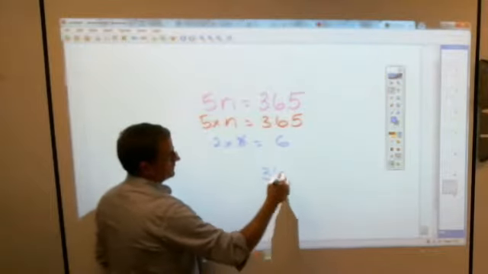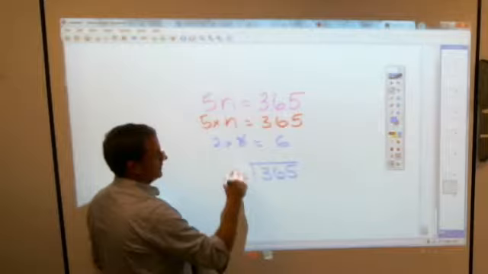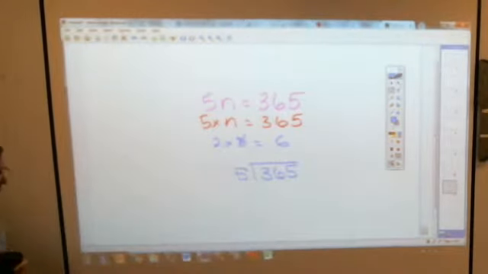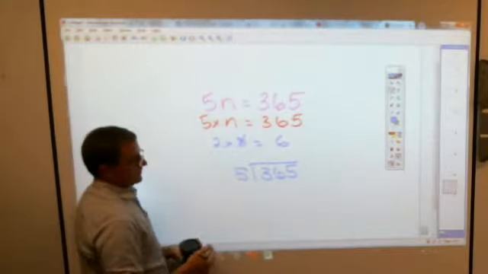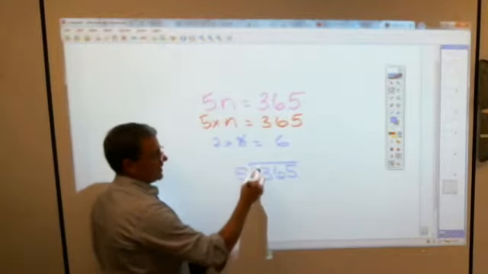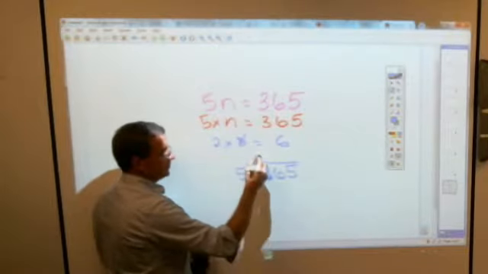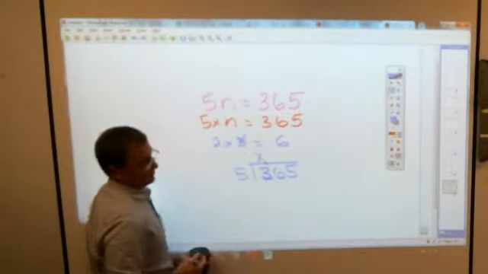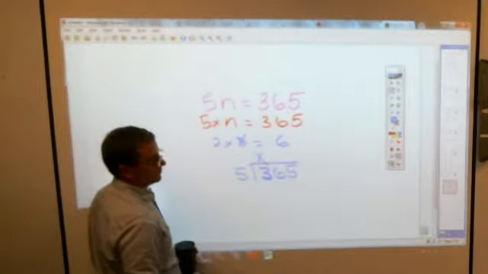Now comes our division. 365 divided by 5. Here we go. The algorithm we're going to use again is divide, multiply, subtract, bring down. Please understand this. 5 doesn't go into 3, so you should not put a number above the 3. We don't put 0 in front of numbers, so you don't really have to put that X there, but I'm going to do it just to make sure.